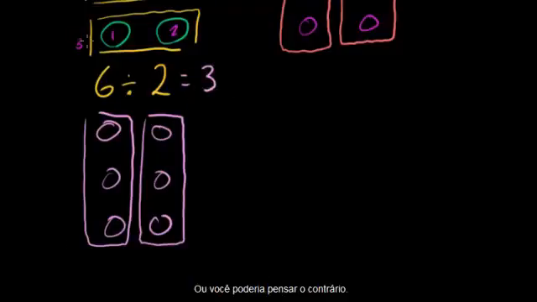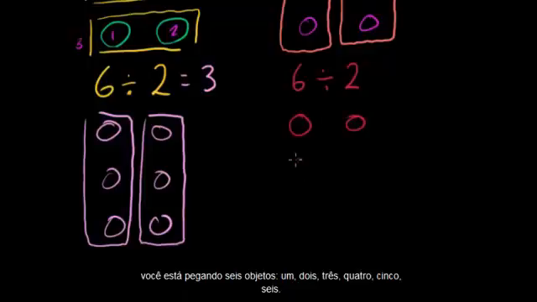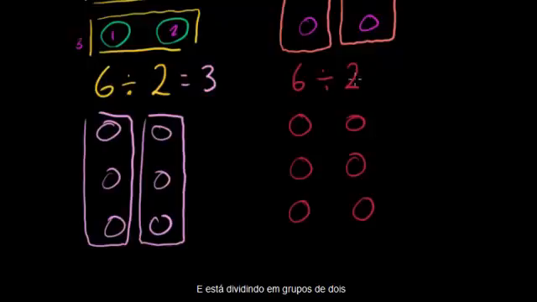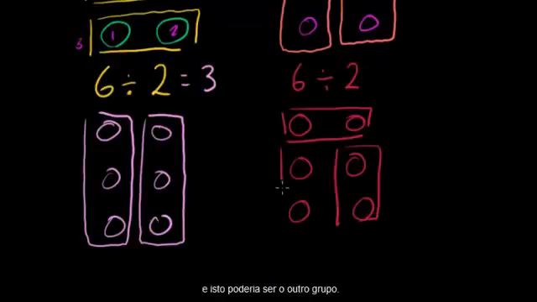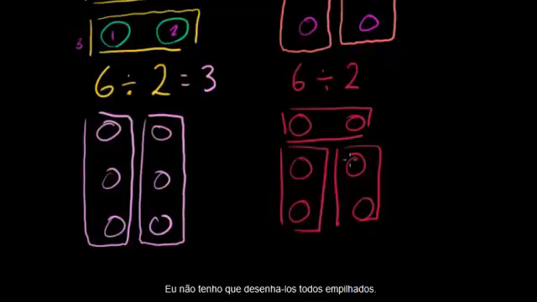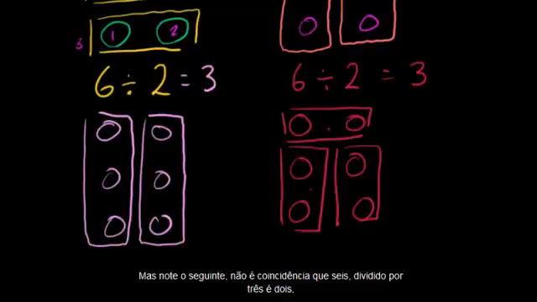Or you could think of it the other way. You could say that 6 divided by 2 is you're taking 6 objects, 1, 2, 3, 4, 5, 6, and you're dividing it into groups of 2, where each group has 2 elements. And that, on some level, is an easier thing to do. If each group has 2 elements, well, that's 1 right there. They don't even have to be nicely ordered. This could be 1 group right there, and that could be the other group right there. I don't have to draw them all stacked up. These are just groups of 2. But how many groups do I have? I have 1, 2, 3. I have 3 groups.